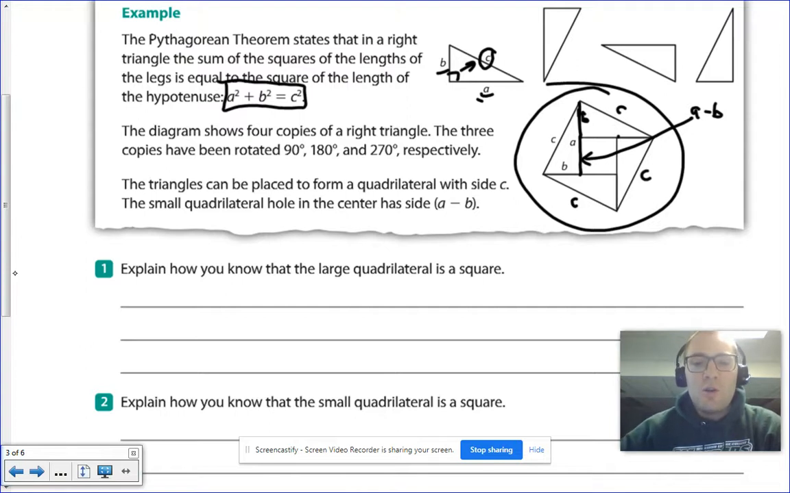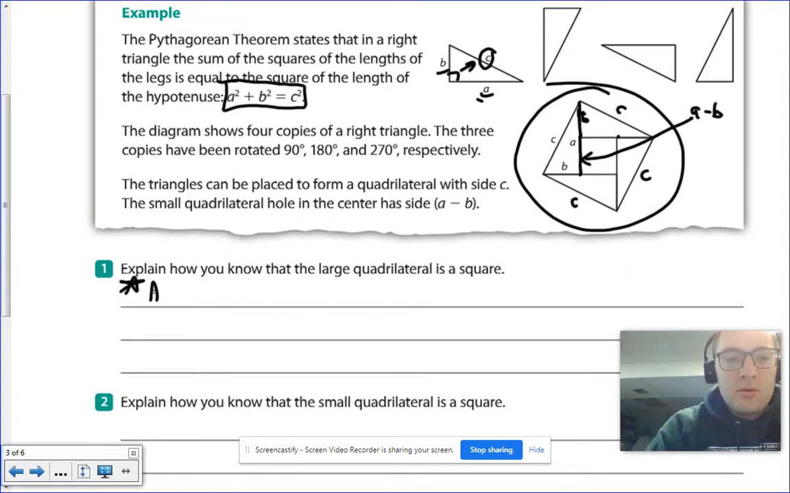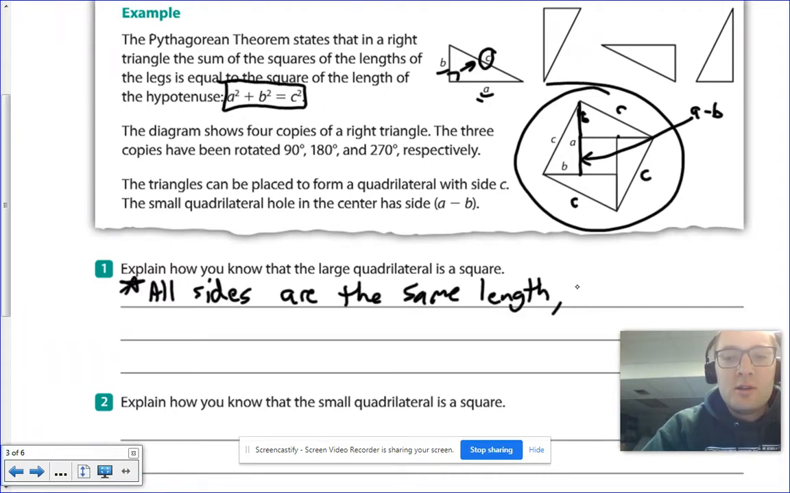So number 1 says, explain how you know that the large quadrilateral, the one that I've circled, is a square. Well, squares have to have 2 things. They have to have all right angles, and they have to have all the same side lengths. So we can first say that all sides are the same. And we know that because they're all C. Whatever C is, so I'll put C. That's what they are. Now we have to also show that they're all right angles.